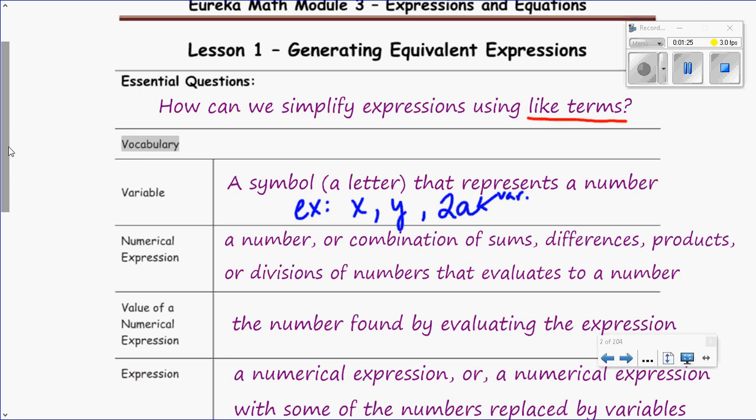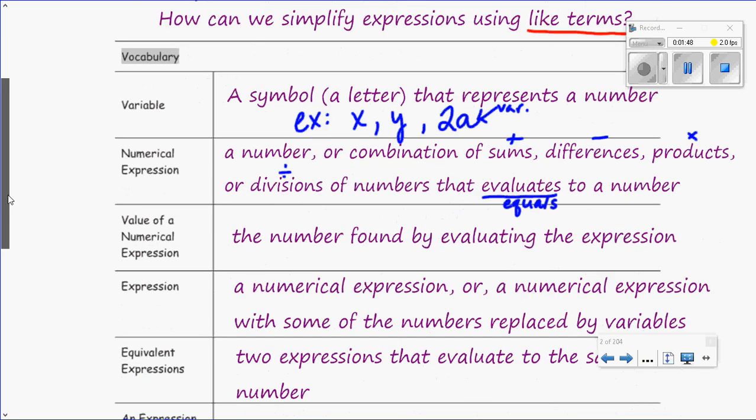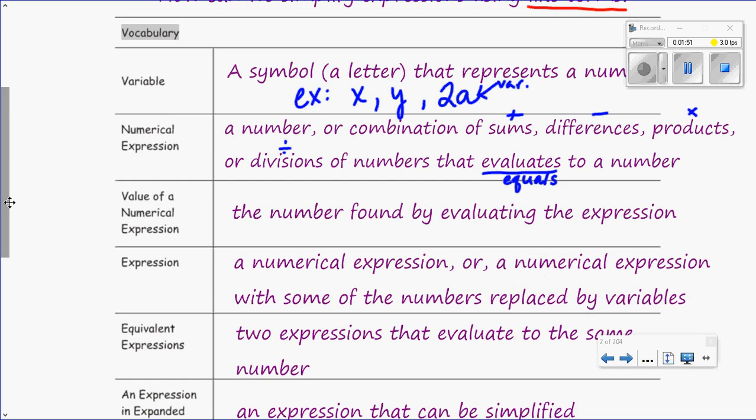Okay, a numerical expression is a number or combination of sums, differences, products, or divisions of numbers that evaluates to a number. Evaluates is kind of a fancy way of saying equals, so it equals a number. You know which symbols sums, differences, products, and divisions should be. A numerical expression is just using numbers, and it's kind of like a number sentence if you think of it that way. And the value of a numerical expression is just the answer, AKA the answer.